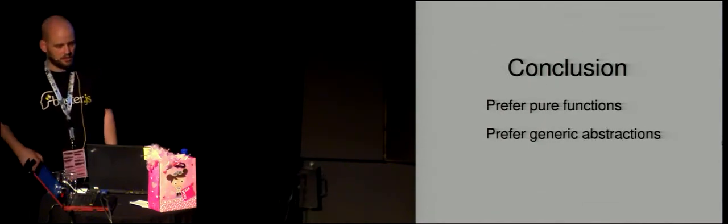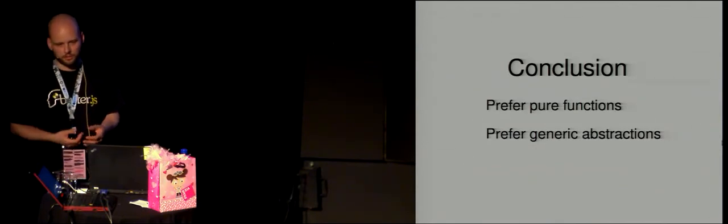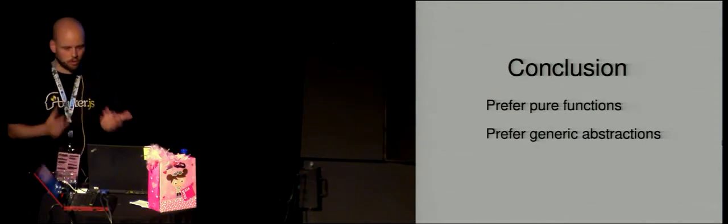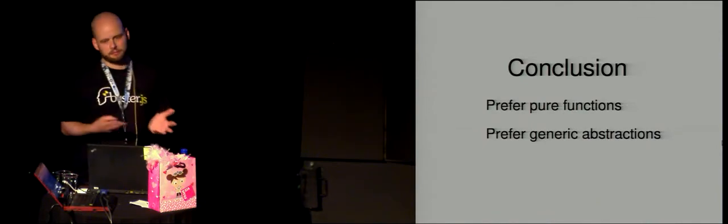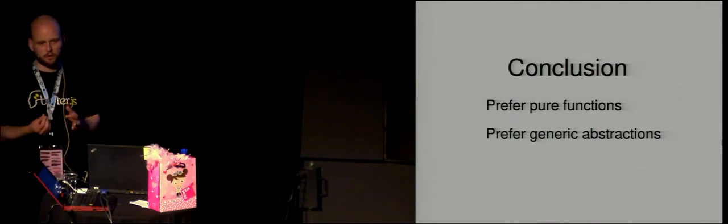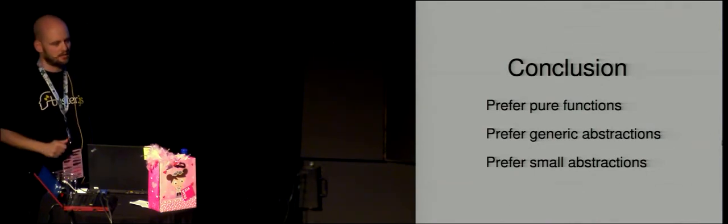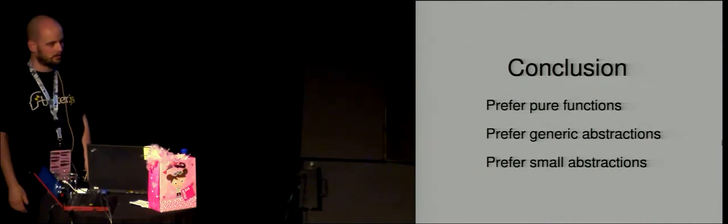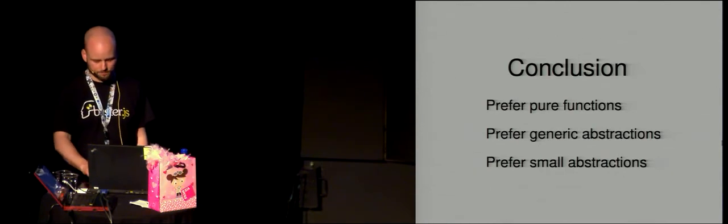Similarly, if you prefer generic abstractions, you're going to up the chances of reusing those functions. So the less specific they are, the more you will get to use them. So in my head, it's better to have 3 very reusable abstractions that I can combine in any way than to have one more specific one. And then finally, that kind of follows from that point, prefer small abstractions. Small generic abstractions will compose very well and will allow you to reuse them over and over again. That's it. Thank you.